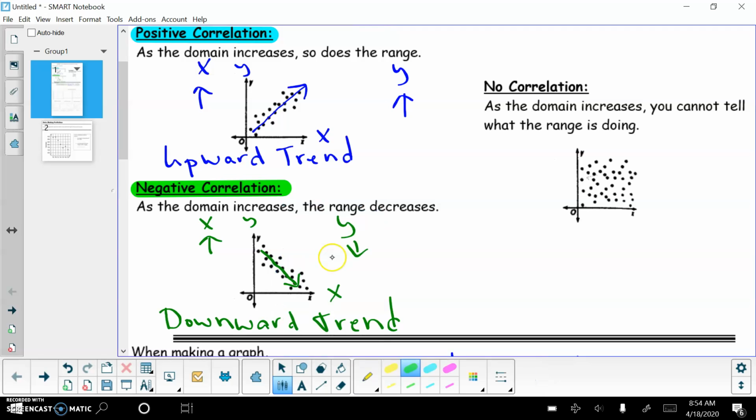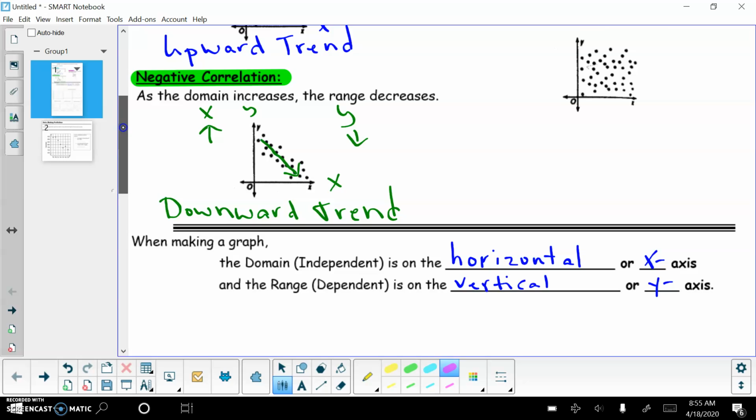Now, the last one that I'm going to look at over here is one where there is no correlation, because the dots are just scattered everywhere. You really can't tell what they're doing. The x values are increasing, the domain is increasing, but you can't tell what the range is doing, and the dots are just spread out. You can't see that it's going up, going down. They're just all over the place. And when you can't really tell what's happening, we say that they have no correlation. Basically, there's no relationship between them.